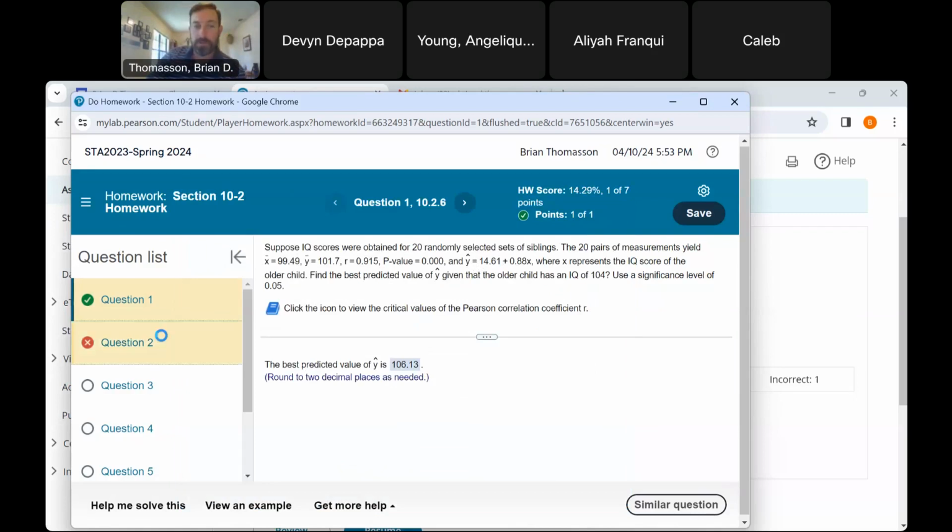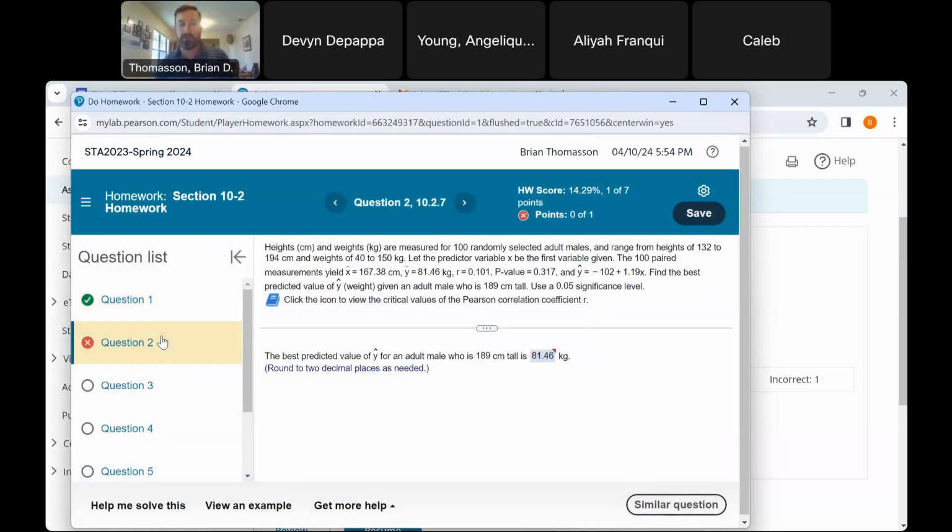Now, if we go to question 2, this one's very similar, and I want to show you the difference here. It says heights and weights are measured for 100 randomly selected adult males, and the range of heights is 132 to 194, and the weights 40 to 150. Let the predicted variable x be the first variable given. The 100 paired measurements yield a mean of the x's, mean of the y's, r value, p-value, and regression equation. Find the best predicted value of y given the adult male who is 189 centimeters tall.